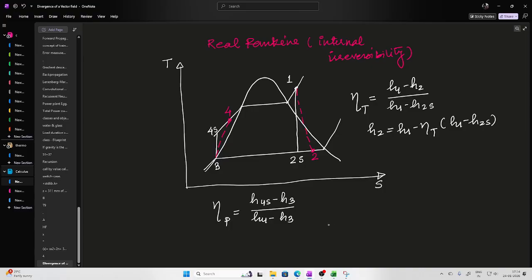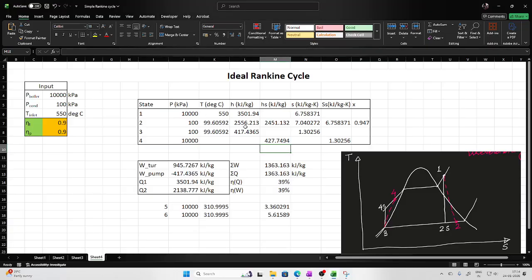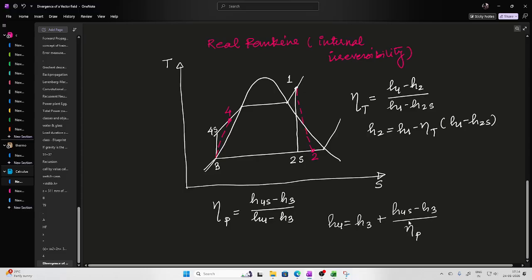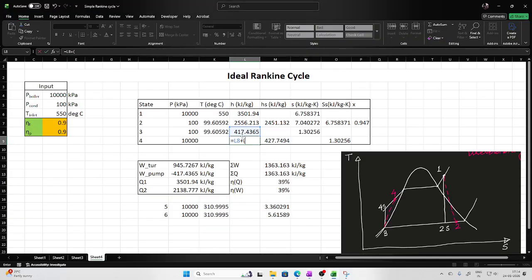So what is required? H4 is required. So H4 is nothing but H3 plus (H4s minus H3) divided by the efficiency of the pump. So H4 is equal to H3 plus H4s minus H3, divided by the efficiency of the pump.